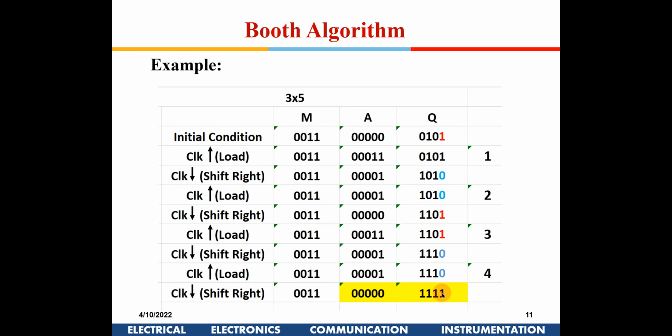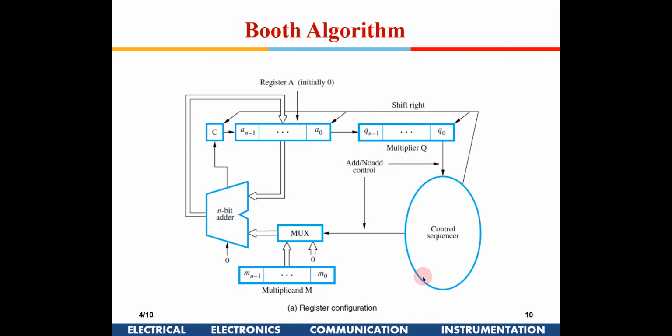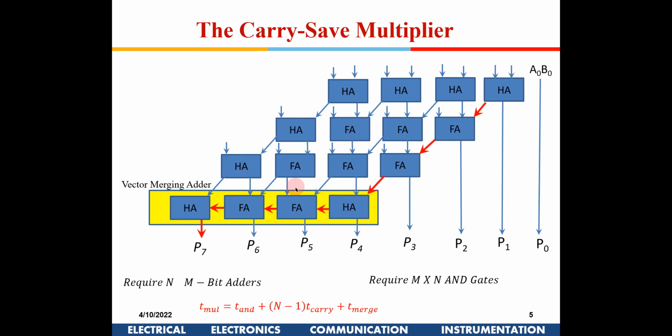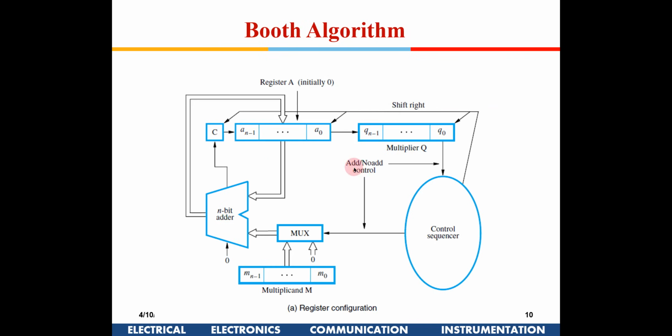Now if you see, this is 15, right? So 3 into 5 is 15. So in 4 clock cycles I am getting the answer. Now if you see here, hardware wise, you can imagine, if it is a 64-bit multiplier, you see the kind of hardware which will be required here for 64 into 64, right? So now you can compare the kind of savings in the hardware.